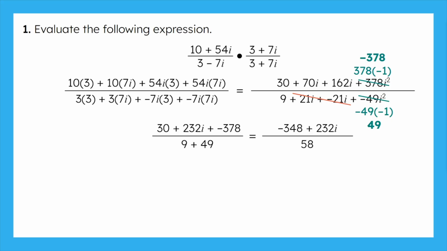We have successfully multiplied both the numerator and denominator by the conjugate of the denominator. This turned our denominator into a real number, 58. Now we can divide negative 348 plus 232i by 58 to turn this into a single complex number. Negative 348 divided by 58 equals negative 6, and 232i divided by 58 equals positive 4i. Our final answer is a single complex number, negative 6 plus 4i.